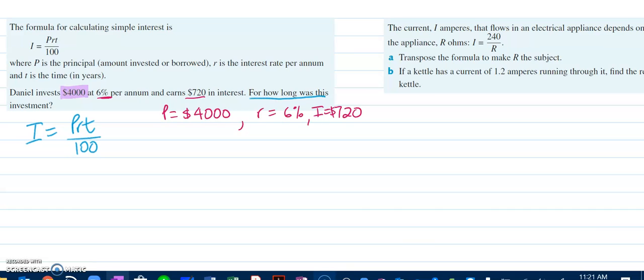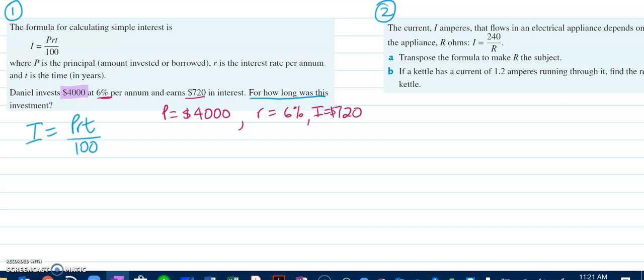All right, we'll look at a couple of examples of substituting into formulas and transposing the formula. With the first example, example 1, I will substitute first and evaluate it. And for the second example, we'll do the other way around. We'll transpose first and then substitute and evaluate.